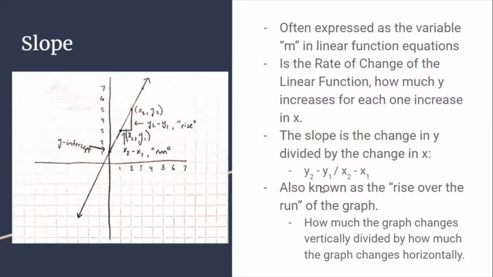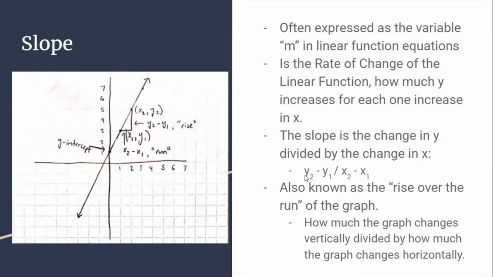And so slope. As we saw in the previous example, slope is often expressed as the variable m in the linear function equations, and slope is the rate of change of the linear function. Basically it says how much the y increases or decreases for each one increase in the x unit. And slope is the change in y divided by the change in x.